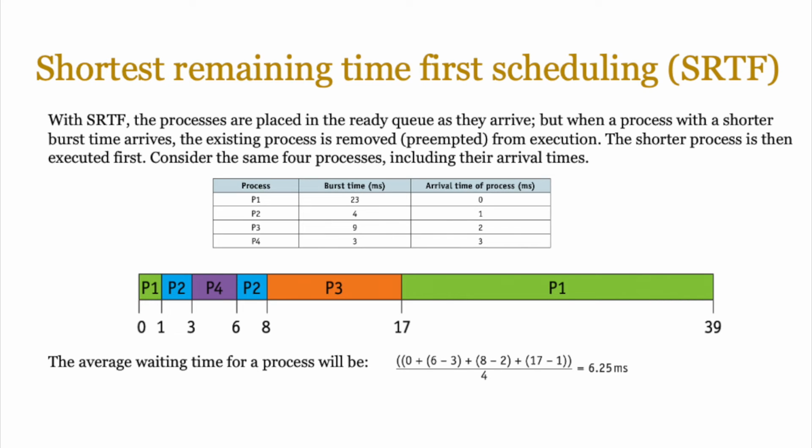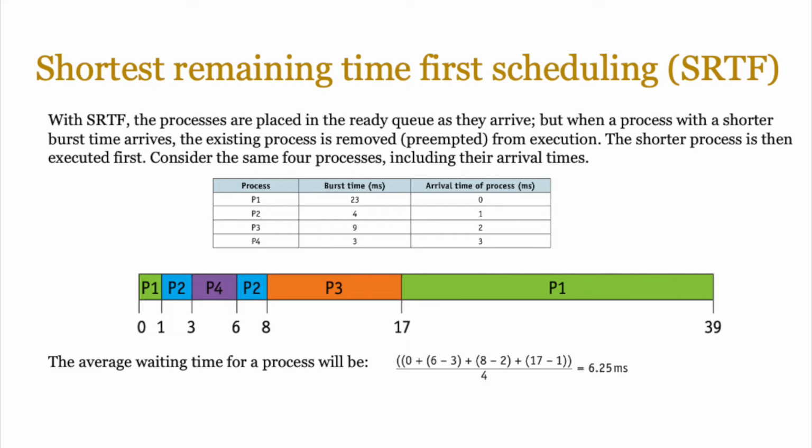Now the shortest remaining time first scheduling algorithm, on the other hand, uses a different way of calculating the order. The processes are placed in the ready queue as they arrive, but when a process with a shorter burst time arrives, the existing process is removed, or preempted, from execution. The shortest process is then executed first. So if you consider the same 4 processes, and we're going to add a bit more information here, which includes their arrival times. For example, P1, P2, P3, P4 don't arrive at the same time, but they arrive a millisecond after each other. You can see how the context will change.